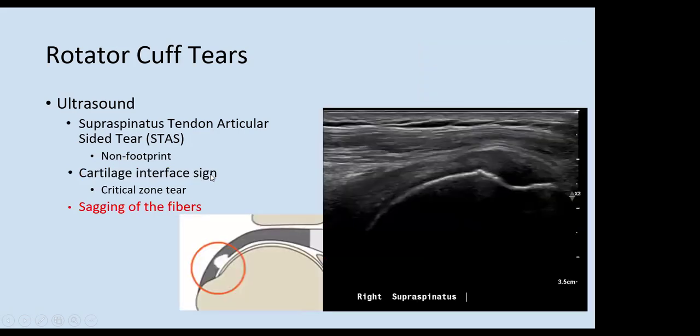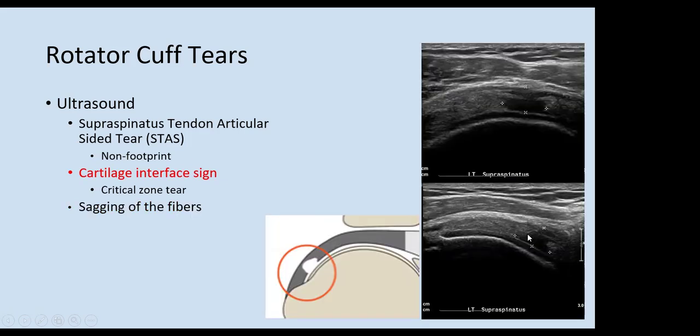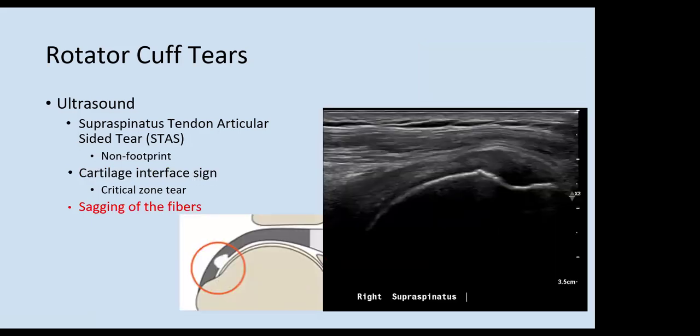Another feature that you can detect, so for this case, it was easy because we could see a fluid-filled gap in the critical zone of the supraspinatus tendon. So this is easy to detect and easy to diagnose. Sometimes you don't see the fluid-filled gap. So that will make it a little tricky and challenging because there is no fluid-filled gap.